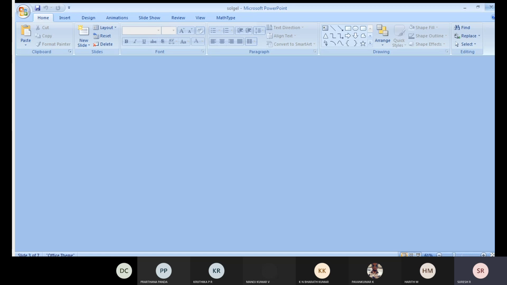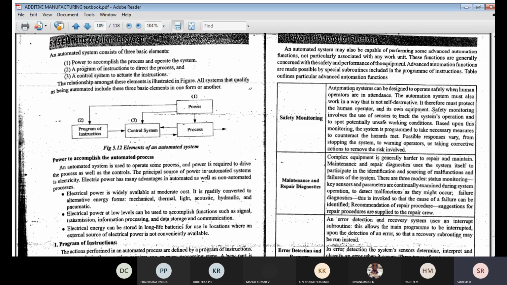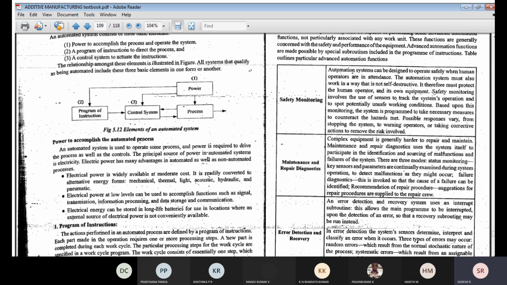Apart from this topic, we have to discuss another two important topics. I think in the last class it was told that the basic elements of an automated system are the power, the program of instructions, the control system, and the last one, the process. These are the basic elements of the automated system. The first three, power, program, and control system, have been discussed in the previous classes. These are the three important components of the automated system.